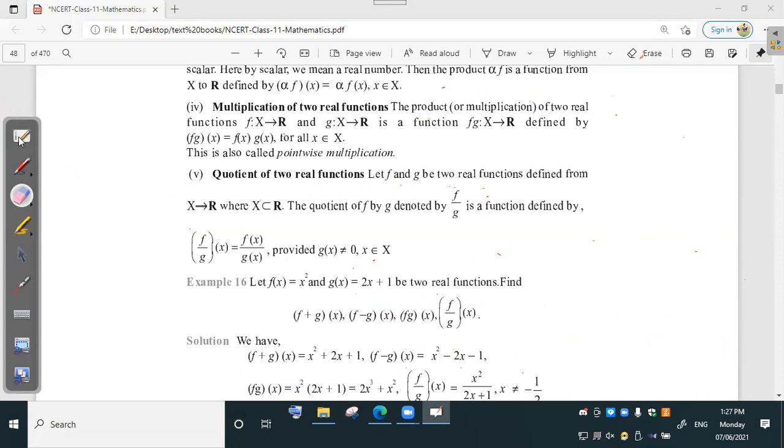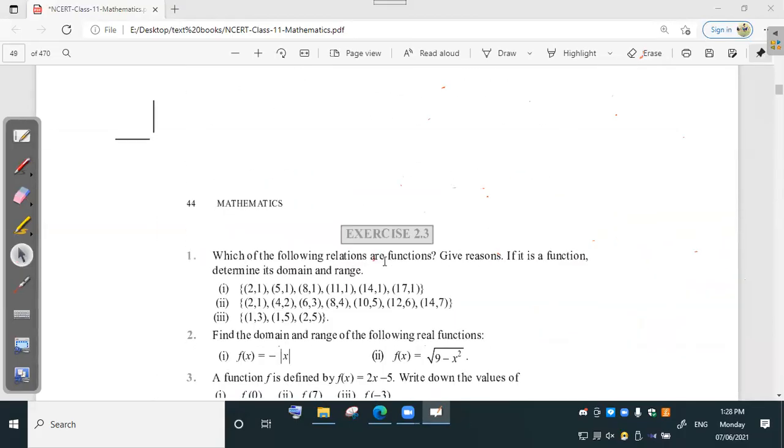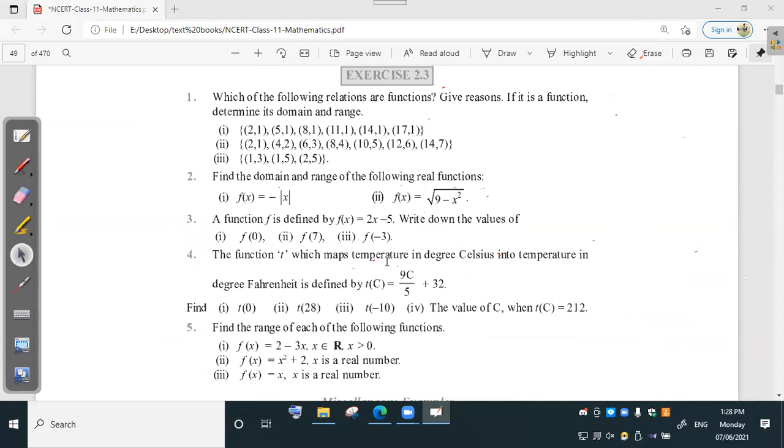So, for finding range and domain, now we have the questions. Here you have been given the simple type of question. This is the first type of question. Here you can easily find the domain and range. You know that the first element is the domain, and the second element is the range.